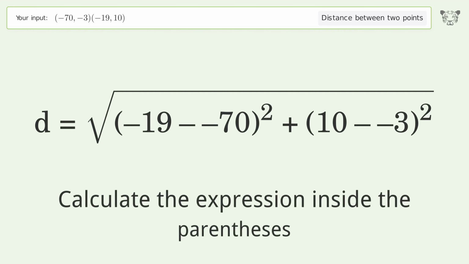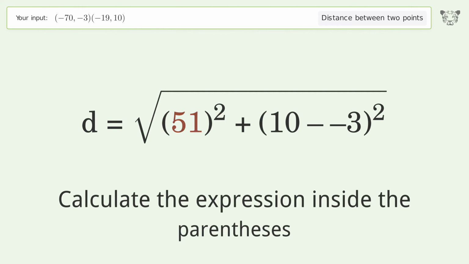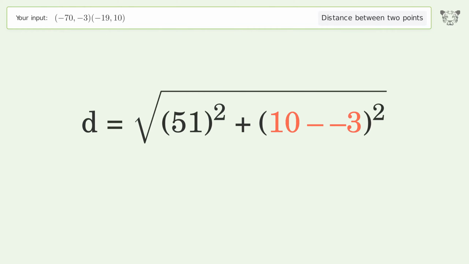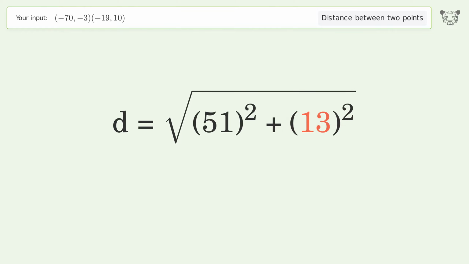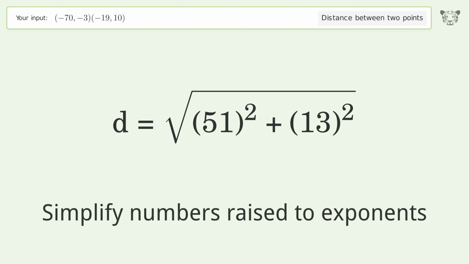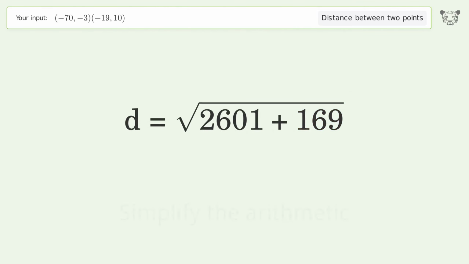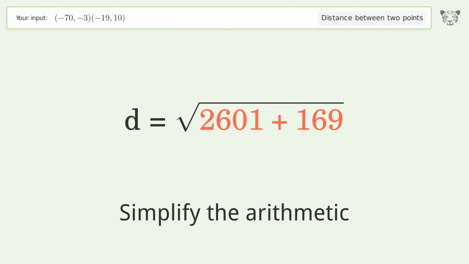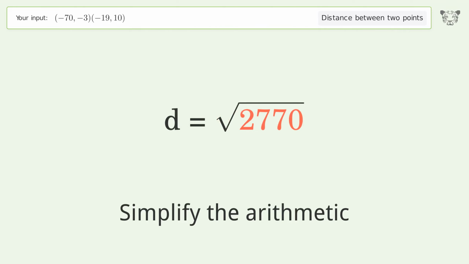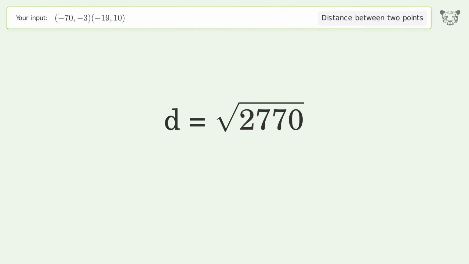Calculate the expression inside the parentheses. Simplify numbers raised to exponents. Simplify the arithmetic. And so the distance between the 2 points is the square root of 2770, or 52.631.